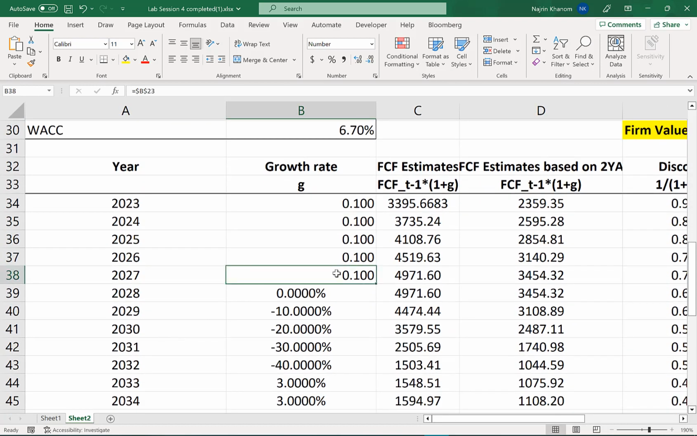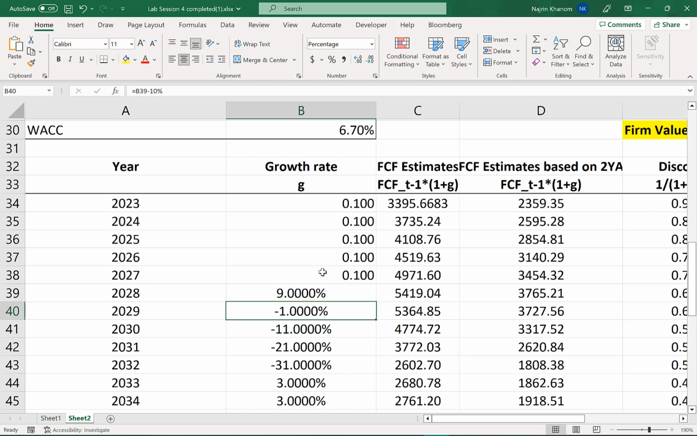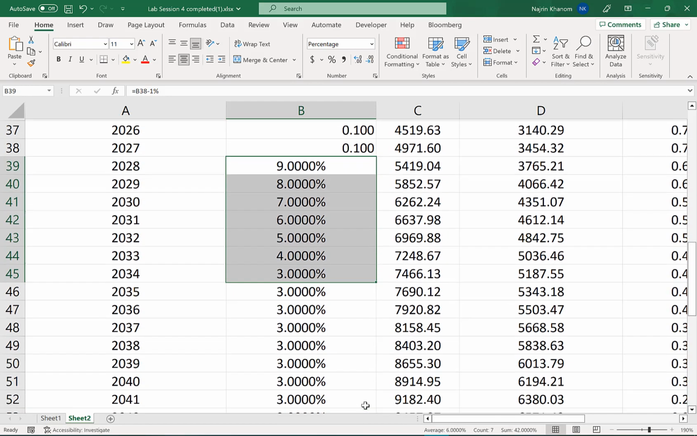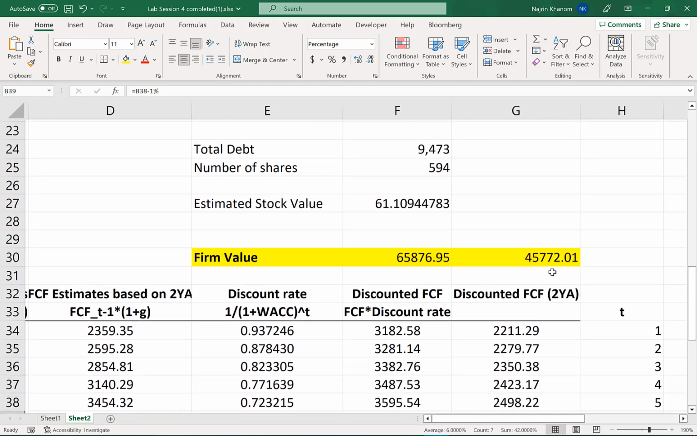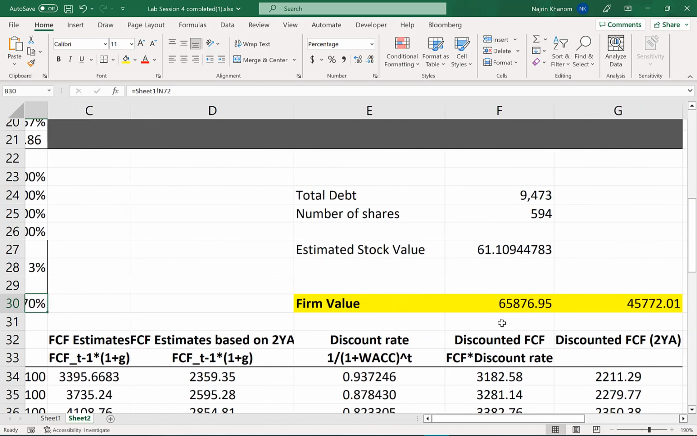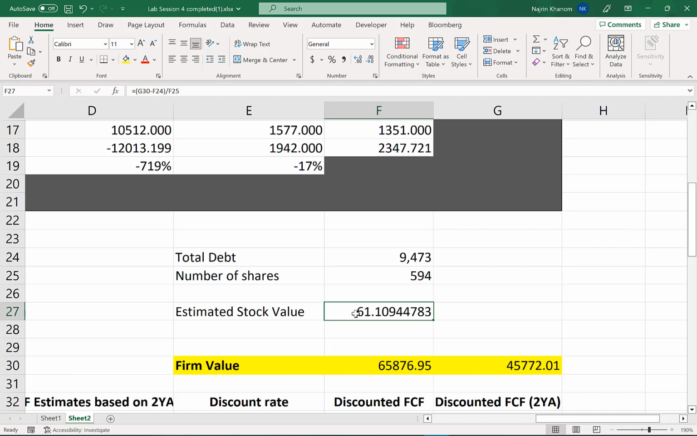Okay, so 10%, and then from here onwards it's equal to this 10% minus 1%, till it reaches 3%. Okay, and then the perpetual growth rate is 3%. So let's see how our valuation has changed now. Even with a reasonable 6.7%, we can see that the stock price is now valued at 61.1, selling close to $32, so it might be considered undervalued based on this analysis.